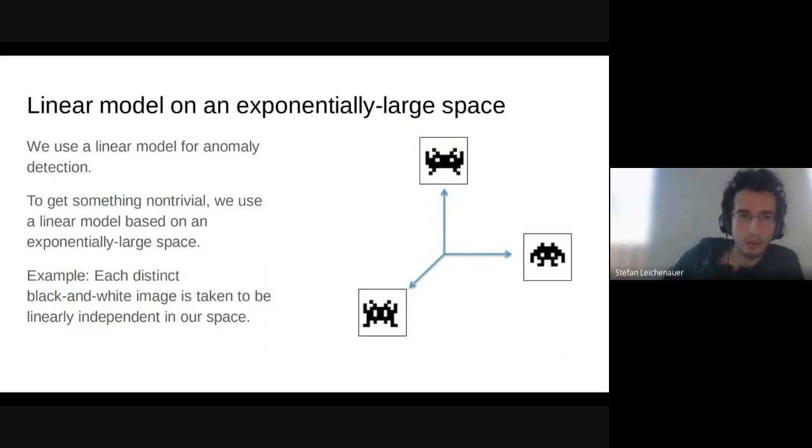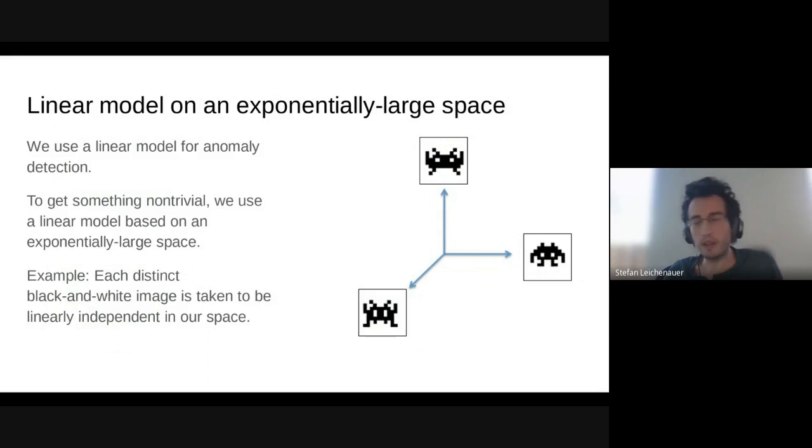I mentioned this before, but now I'll give another example. In the case where we're dealing with images, say black and white images of some number of pixels, the exponentially large space is exponential in the number of pixels, meaning that every distinct black and white image, even with one pixel different, forms a new linearly independent direction in that space. So if you have n black and white pixels, we're talking about a 2 to the n dimensional space.